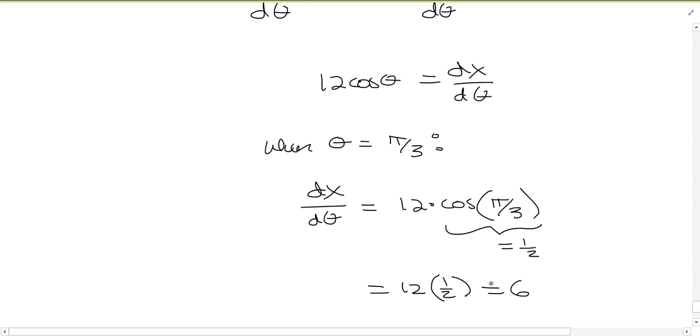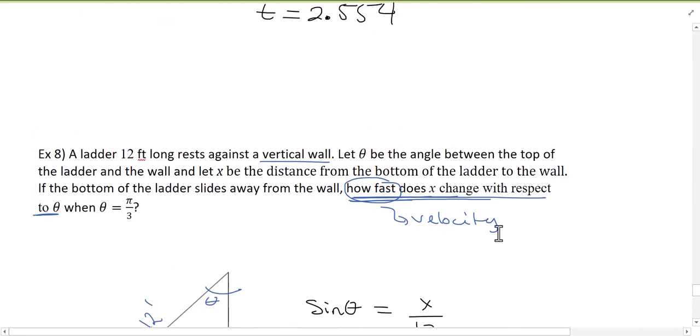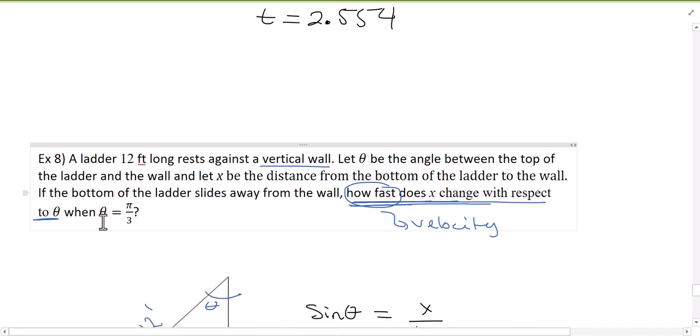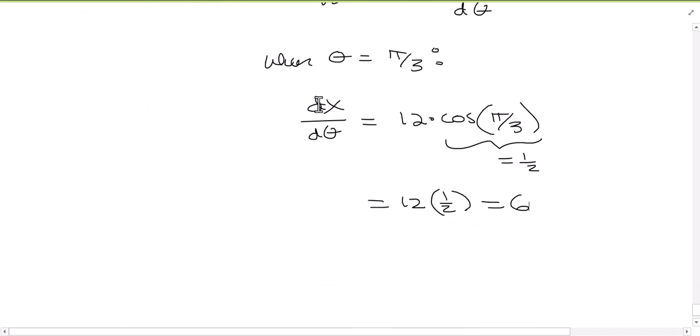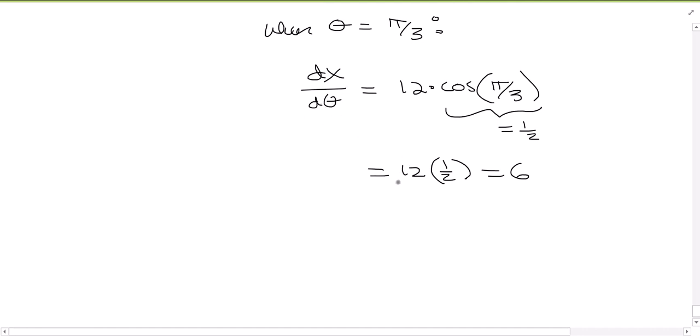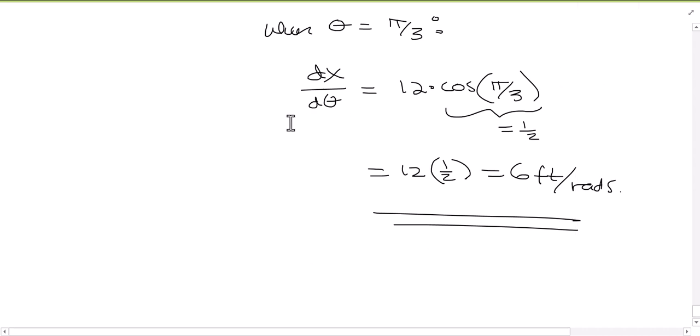And what are our units going to be? Let's see, we're given units in feet, and theta is in radians. So this is going to be the rate of change of X, which is in feet, over the rate of change of theta, which is in radians. So this is going to be 6 feet per radian. And that will be my final answer. So the rate of change of X with respect to theta is 6 feet per radian. All right, I hope that this is helpful, and email me if you have any questions.